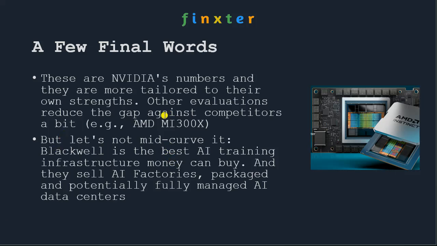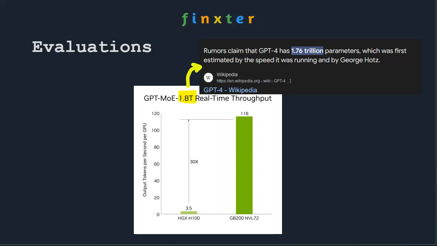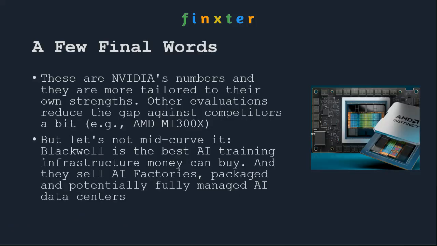So other evaluations reduce the gap against competitors a bit. For instance, AMD MI300X is the best competitor for AI training, and it has shown to be outperforming Nvidia's previous AI training chip, like the H100. You could also doubt AMD's numbers, but okay, let's assume it outperforms the H100 by a bit. The Blackwell chip would still smoke the AMD chip now. And so Nvidia is always one step ahead.